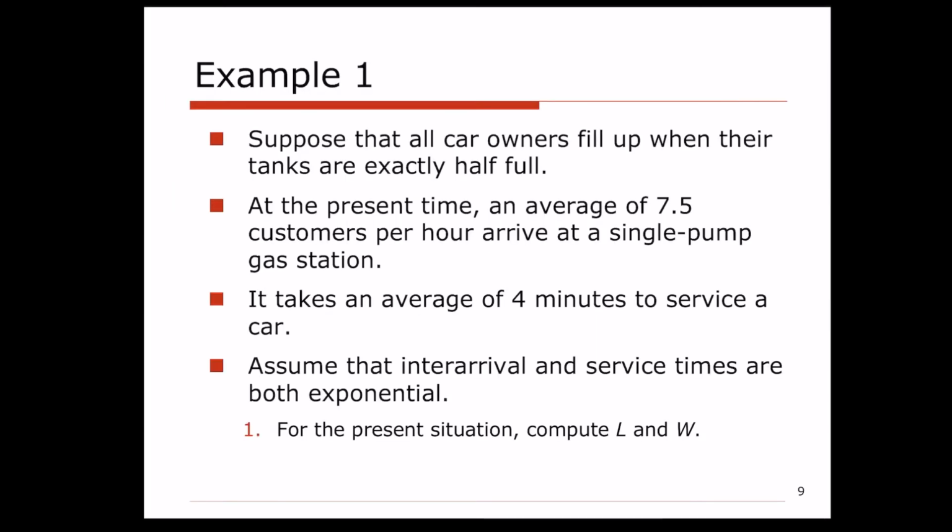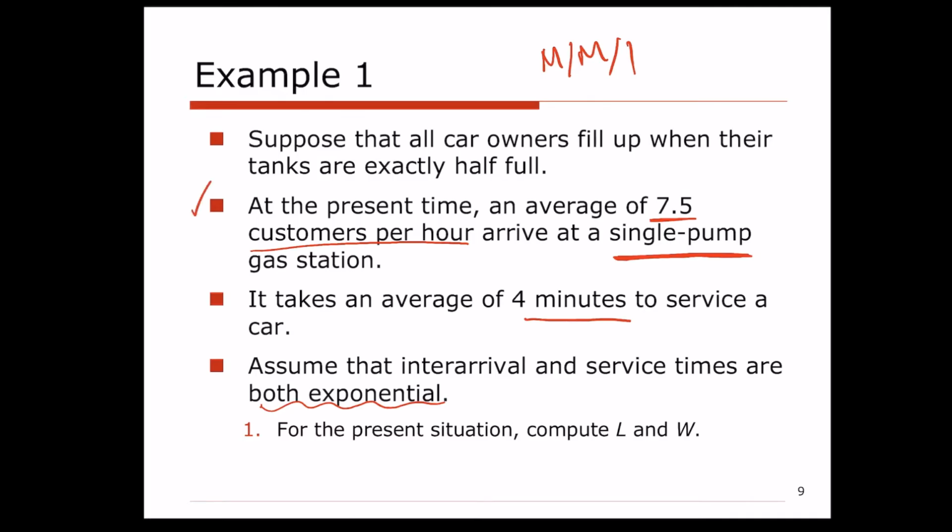In this example, we are looking at a gas station. On average, we receive 7.5 customers per hour that come to fill their tank. And in this gas station, there is only one pump. It takes on average 4 minutes to provide service to a car, and we assume that inter-arrival times and service time are all exponentially distributed. So this is definitely an example of an M/M/1 queuing system.